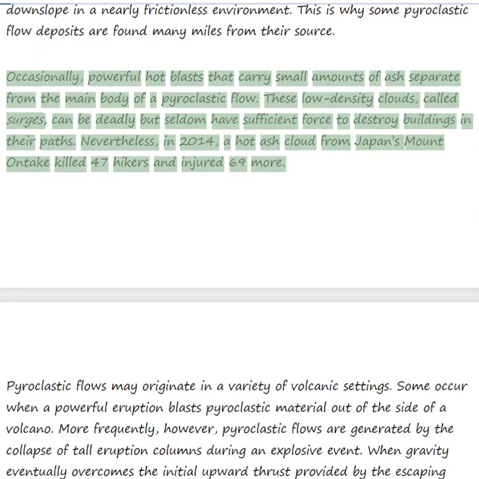Occasionally, powerful hot blasts that carry small amounts of ash separate from the main body of a pyroclastic flow. These low-density clouds, called surges, can be deadly but seldom have sufficient force to destroy buildings in their paths. Nevertheless, in 2014, a hot ash cloud from Japan's Mount Ontake killed 47 hikers and injured 69 more.